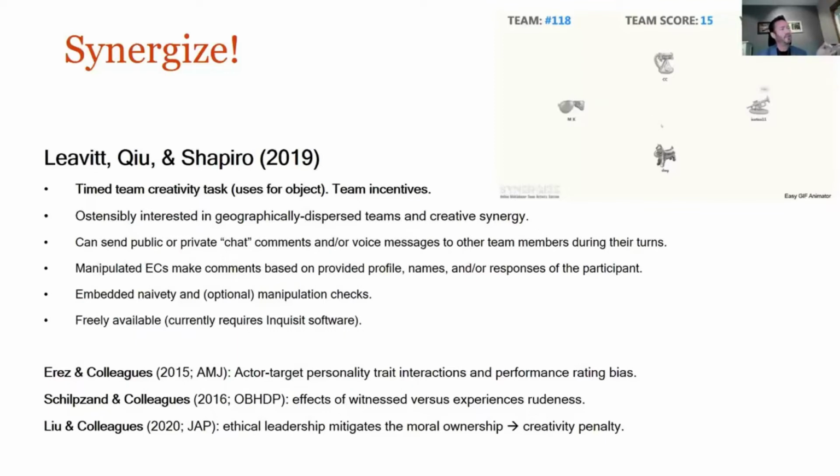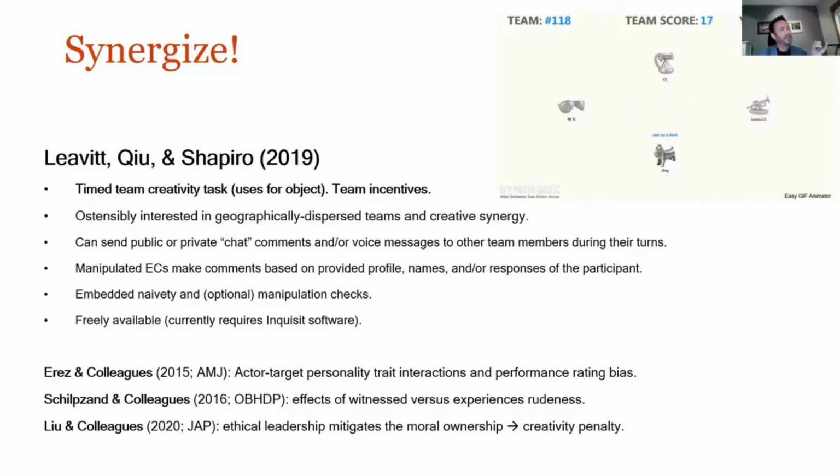Some places Synergize has been used. A paper with Amir Erez and colleagues in AMJ in 2015, we were interested in looking at actor-target personality trait interactions. So in other words, when you work on a team with people who are introverted versus extroverted, and your own traits of introversion and extroversion, does it lead to performance rating biases? Largely what we found is extroverts don't necessarily care who they're working with. They rate people consistently, but trait introverts, when they interact with people who are highly extroverted or people who are disagreeable, they actually misrate their performance and rate it lower as a function of engaging with people who are just sort of overstimulating to them.